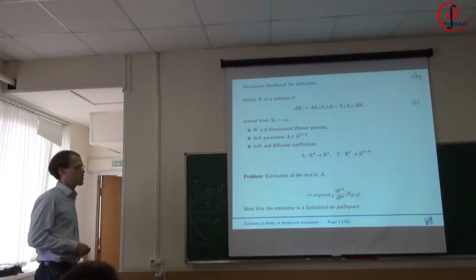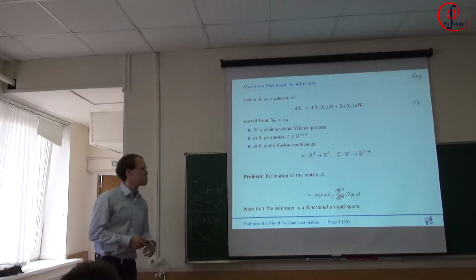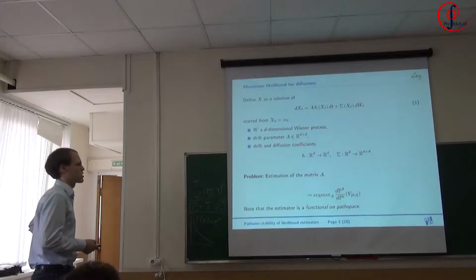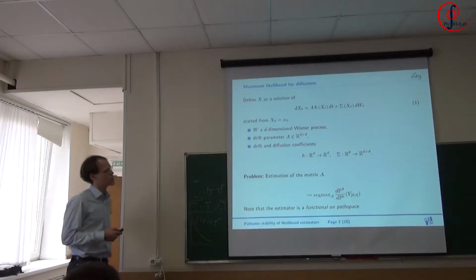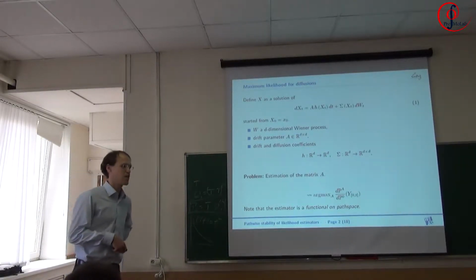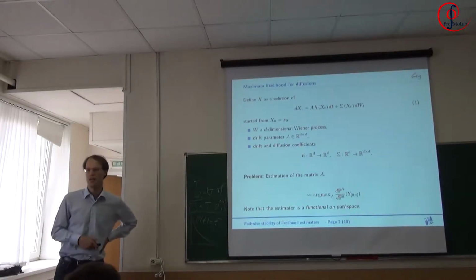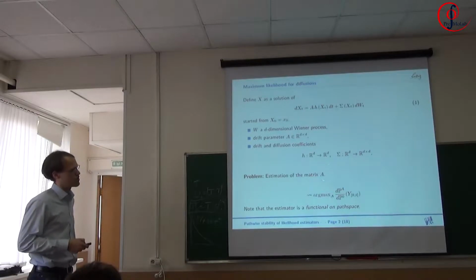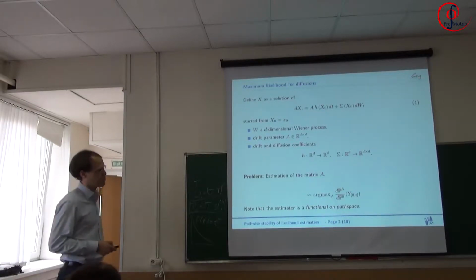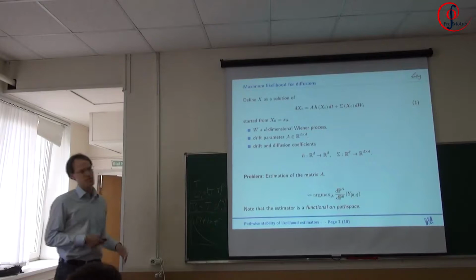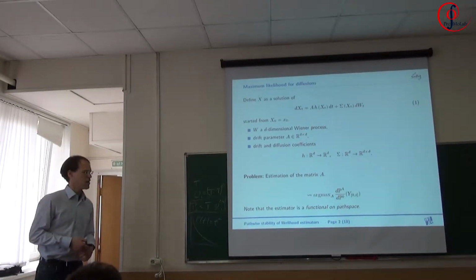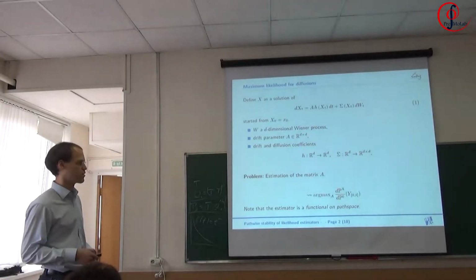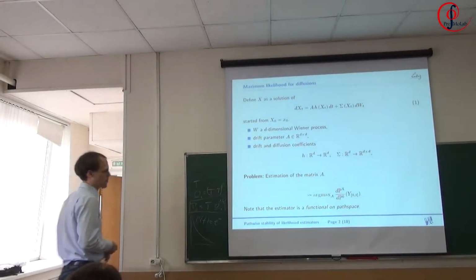So a very common approach to perform this estimation is maximum likelihood, because for this class of diffusion processes, the corresponding Radon-Nikodym derivative is explicitly known for different parameter choices A as a function on the path space, so on the space of continuous functions. And then we obtain our estimator by maximizing this likelihood function here with respect to A.